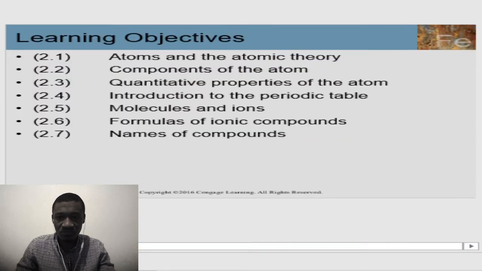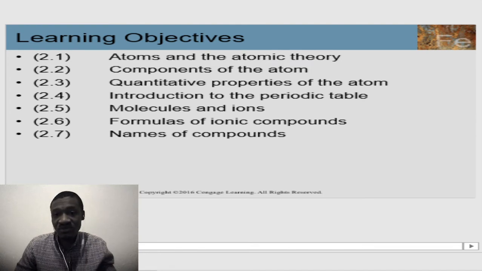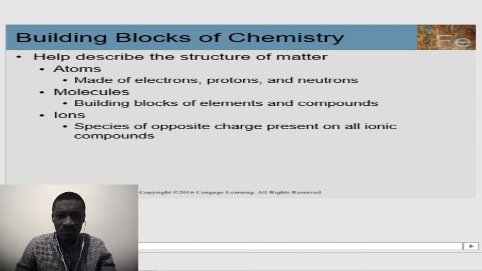In this part, we're going to be looking at atoms, atomic theories, components of the atom, quantitative properties of the atom, and an introduction to the periodic table. We want to know what the periodic table is, then molecules and ions, formulas and ionic compounds, and the naming of compounds as well. So this is what we're going to be doing quickly in this part.